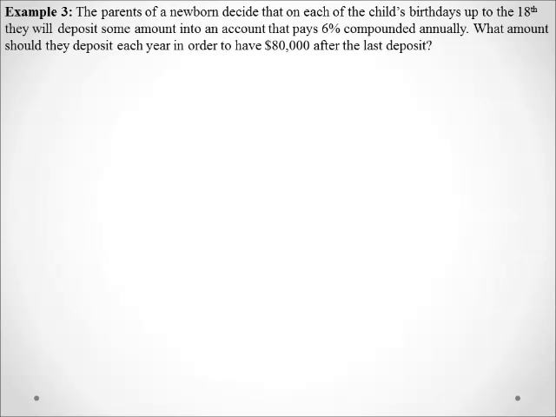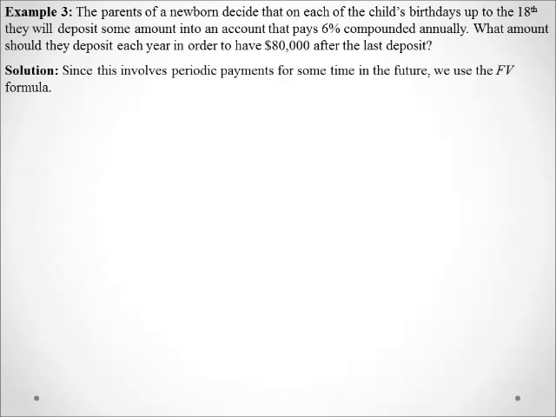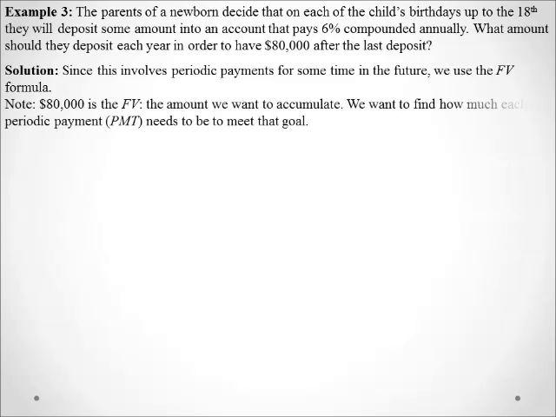Notice this again is a future value. We're putting money into an account periodically in order to have an amount later. So in this case, we have $80,000 is the amount we want in the future. So what we really want to find out is how much the periodic payment needs to be in order to meet that goal. So we've got the same formula.